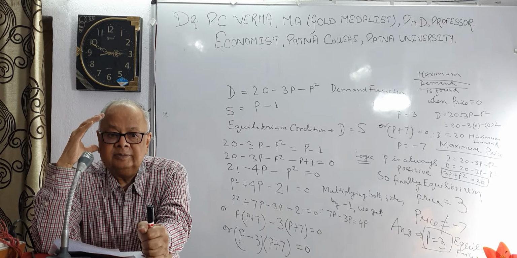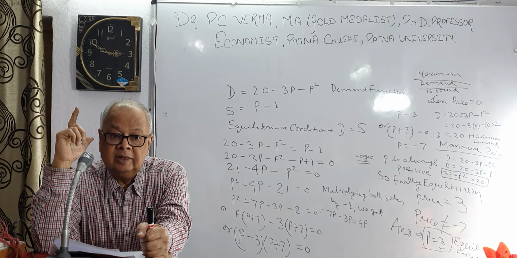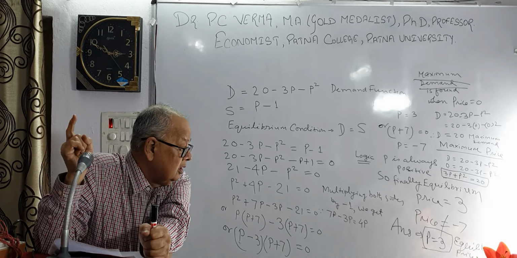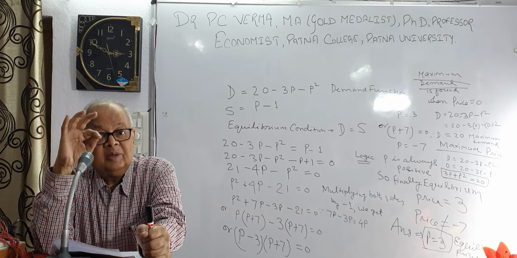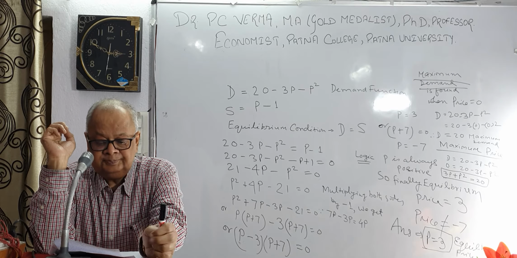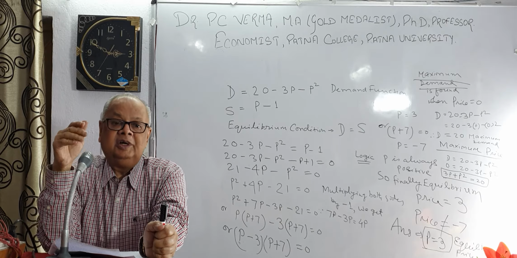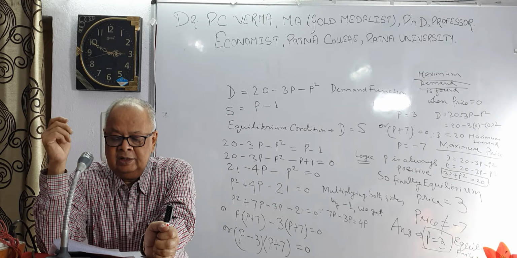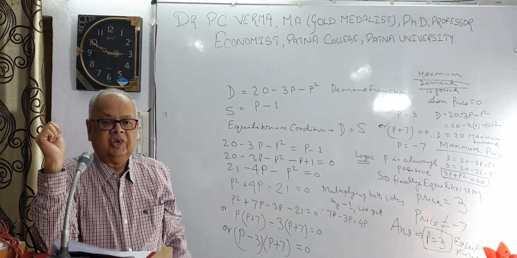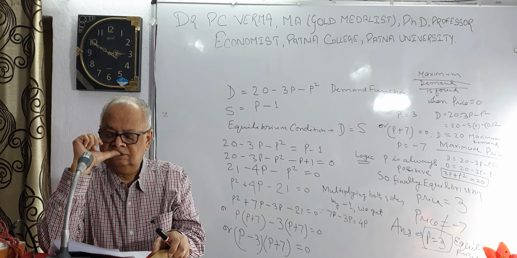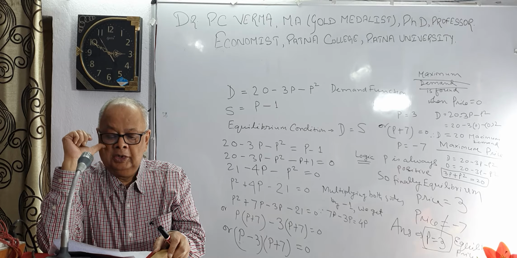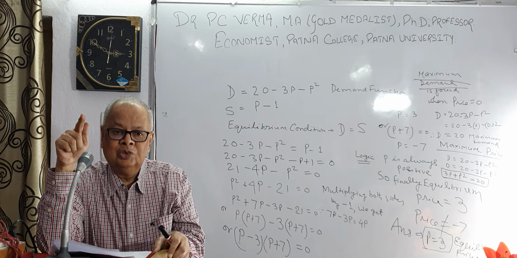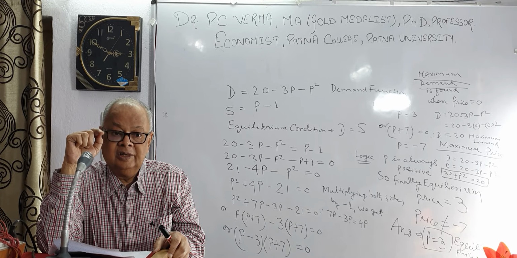Another question. What is the equilibrium demand, and what is the equilibrium supply? How can you find it out? We all know that the equilibrium price is 3. Then putting 3 in the demand equation, D will be equal to 2. Check it, putting P is equal to 3. This is the equilibrium demand under perfect competition.